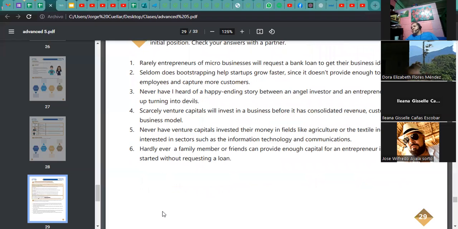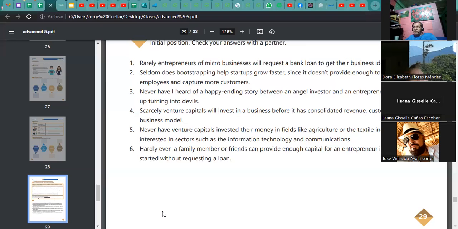Okay, number four. Is that correct or not correct? I think it's incorrect. It's the same as the first one. Scarcely will venture capital invest, right? Yes, and the rest is going to be exactly the same. Very good. Nice. So you can see that we're learning things, right? We're at number five, right? Is that correct? Yes, it's correct. Okay, everybody agrees, I guess. And number six should be incorrect, right? That is incorrect. It should be hardly ever can. Very good. Hardly ever can a family member or friends provide enough capital for an entrepreneurial idea to get started without requesting a loan. So the can here is a modal verb, but this is the auxiliary, right? Very good.